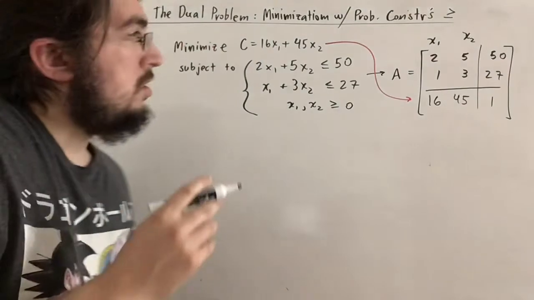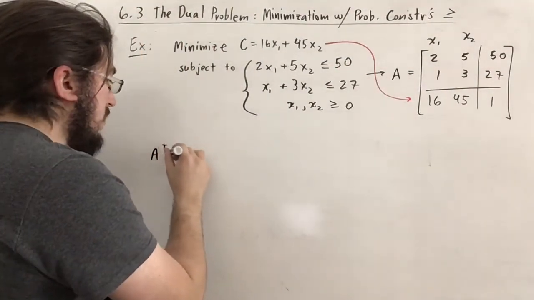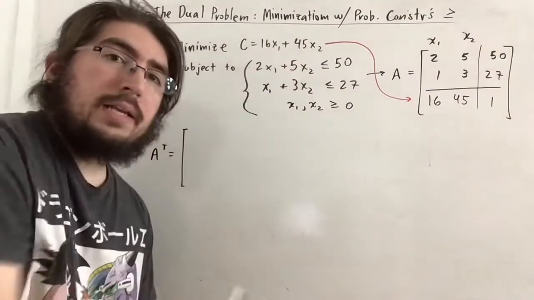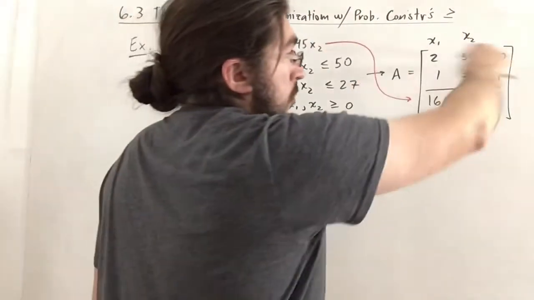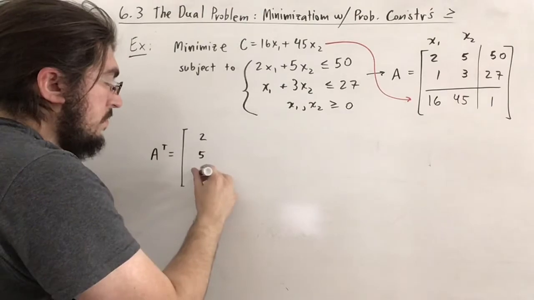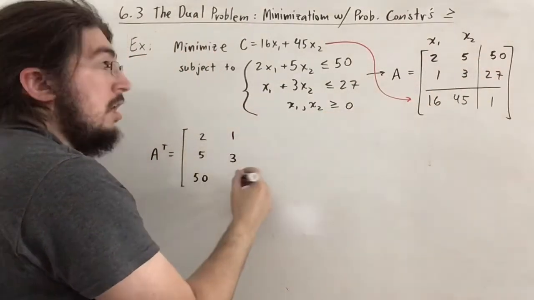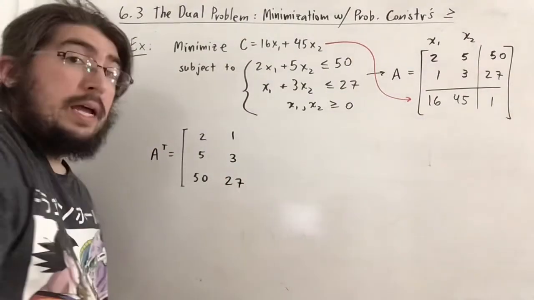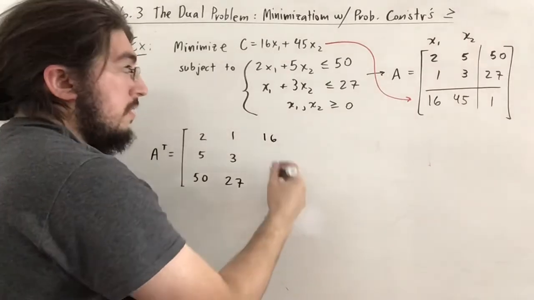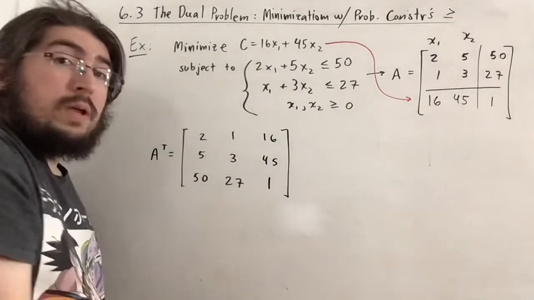So now, if that's A, what is the transpose of A? What is A transpose? Ignoring all the lines, the first row is 2, 5, 50, so the first column will be 2, 5, 50. The second row is 1, 3, 27, so our second column will be 1, 3, 27. And now finally our third row, 16, 45, 1, becomes our third column, 16, 45, 1. Now we can write our lines.